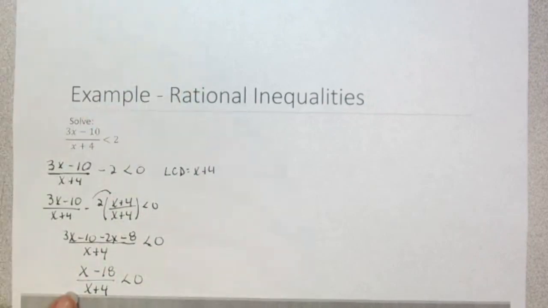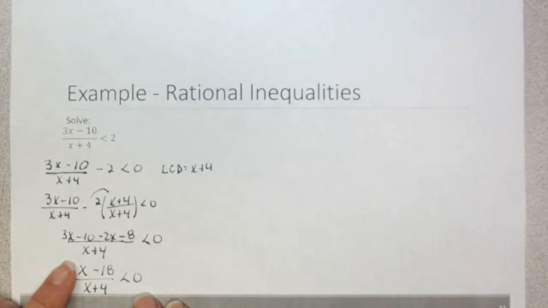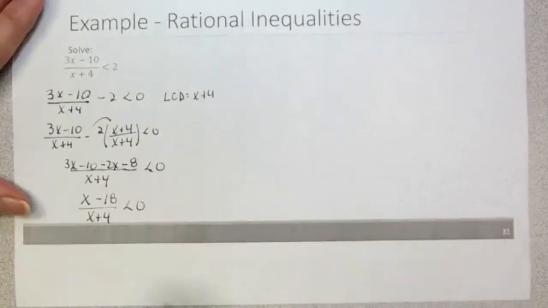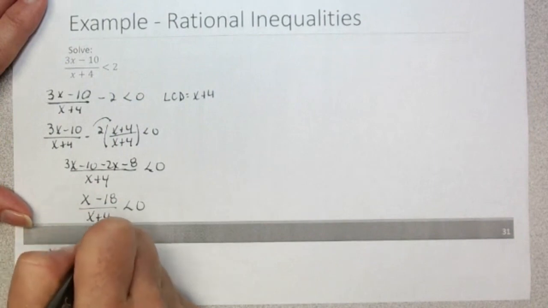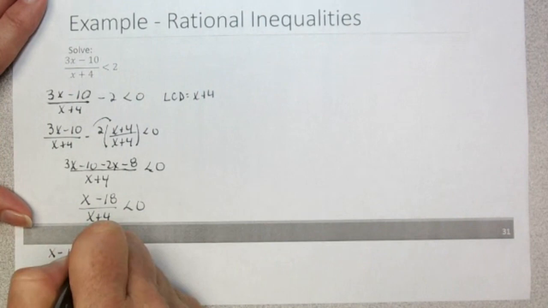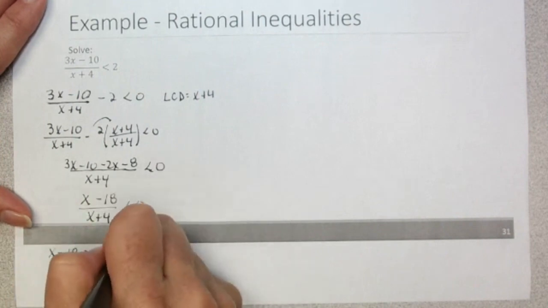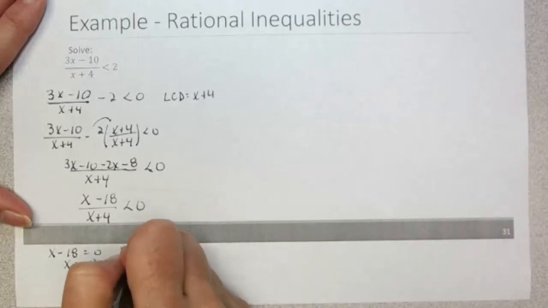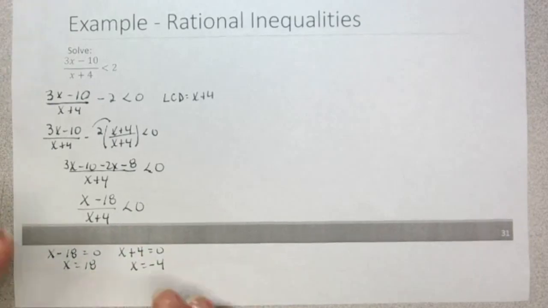All right, now we've got one term on one side, 0 on the other. So we can go ahead and set the numerator equal to 0 and the denominator equal to 0 to establish the boundaries of our intervals. If the numerator is 0, this gives us the zeros of the function. We add 18 to both sides, and we see that x equals 18. If the denominator is 0, this is our excluded value: x plus 4 equals 0. Subtracting 4 from both sides, we see that x equals negative 4. There are our boundaries.